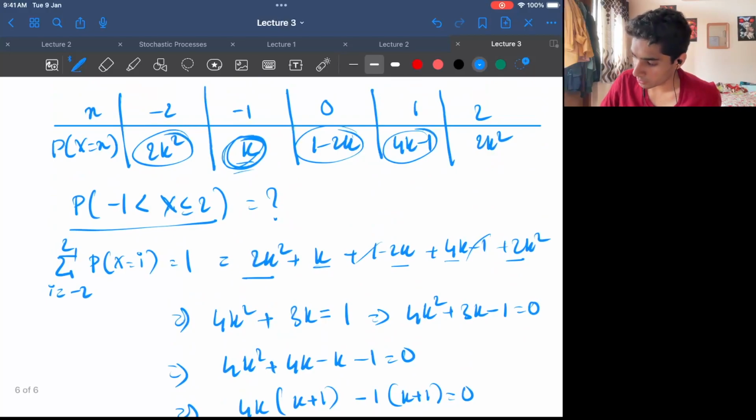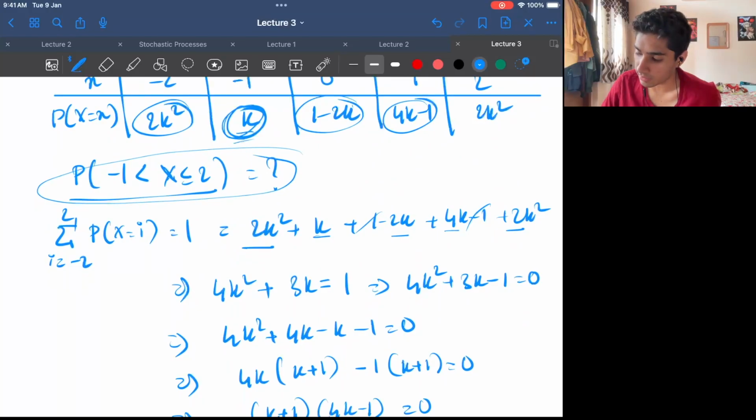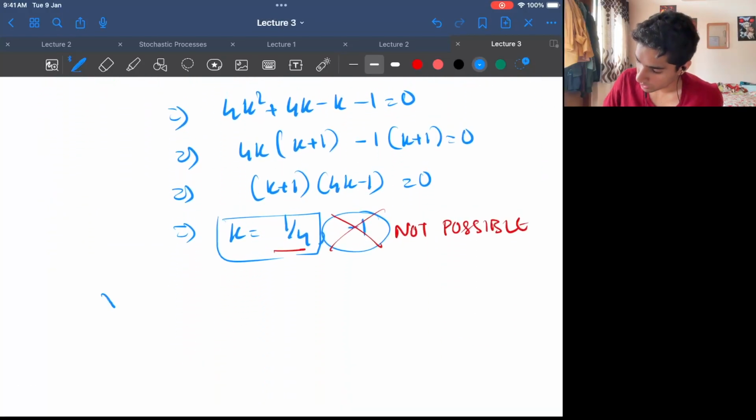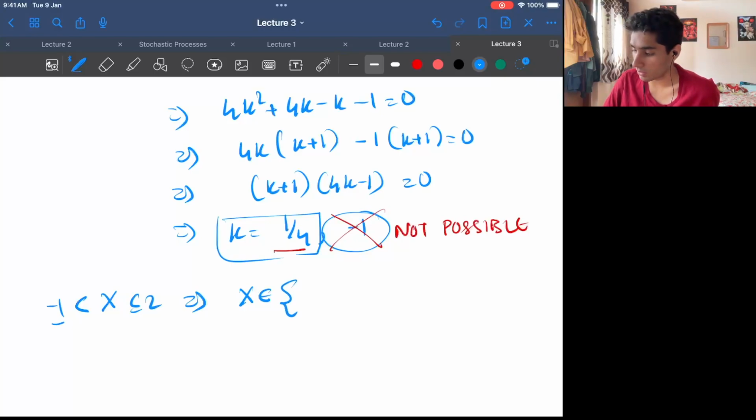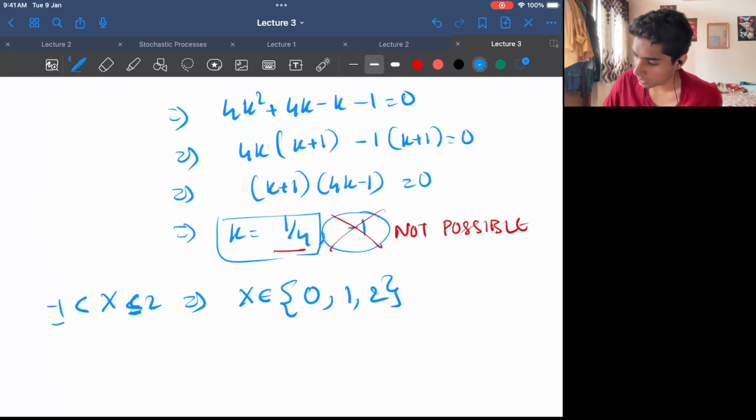Now what is being asked? We are being asked what is the probability that x is greater than minus 1 and less than or equal to 2. What are the possible values of x that it can take? It cannot be minus 1 because it has to be greater than minus 1. So the next thing is 0. It can be 1 since 1 is less than or equal to 2. It can be equal to 2 because the inequality includes equality. So 2 is allowed. It cannot be 3 or anything else because there are no positive values, right? So these are the only values.